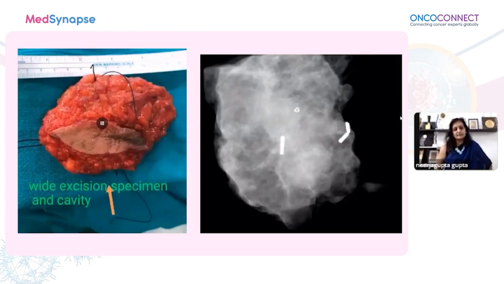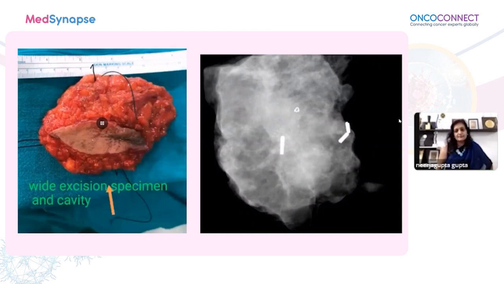So this is the screen. This is the BCS specimen, which is marked with, you can see, the threads. All 4, or rather 3 instead of 4, you can mark. 2 also you can mark, but sometimes if the thread slips away, then you're missing a second margin. So 3 margins, you mark superior, medial, and lateral, and send it for frozen section. This is a specimen now.